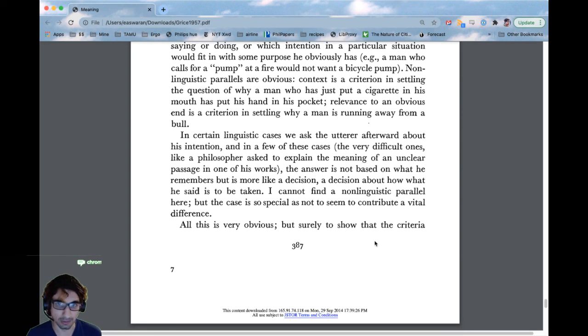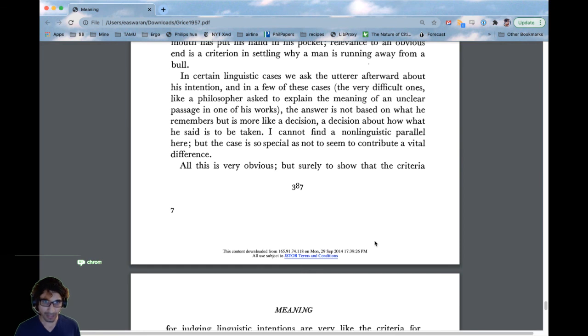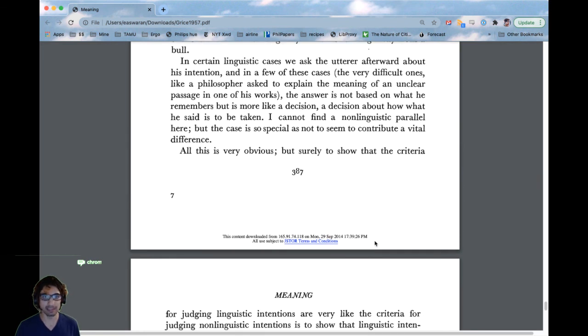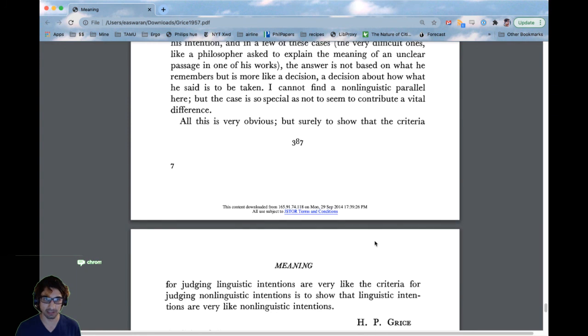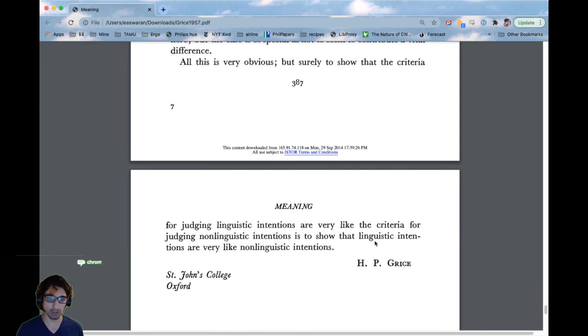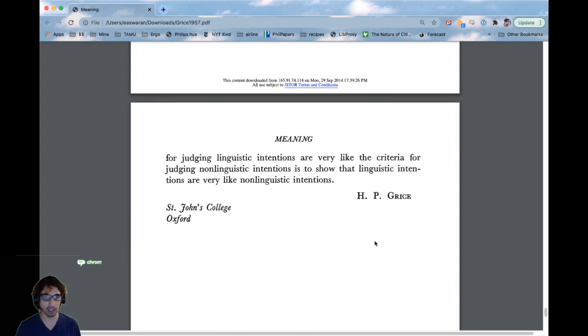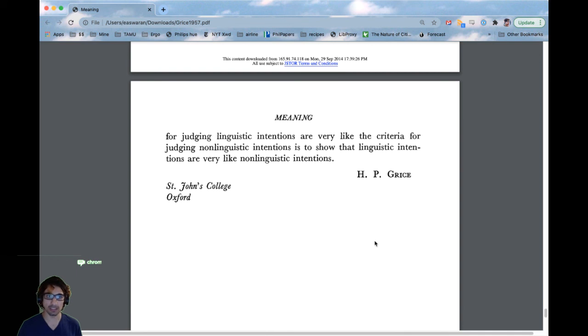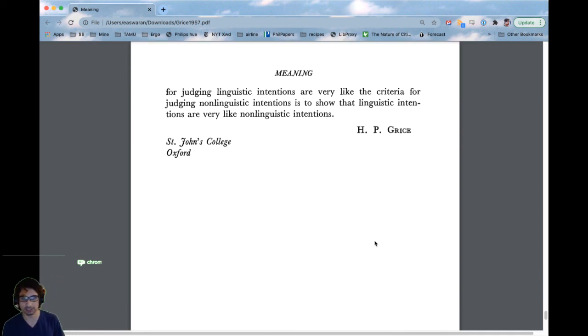In certain linguistic cases, we ask the utterer afterward about his intention, and in a few of these cases, the very difficult ones, like a philosopher asked to explain the meaning of an unclear passage in one of his works, the answer is not based on what he remembers, but is more like a decision about how what he said is to be taken. I cannot find a non-linguistic parallel here, but the case is so special as not to seem to contribute a vital difference. All this is very obvious, but surely to show that the criteria for judging linguistic intentions are very like the criteria for judging non-linguistic intentions is to show that linguistic intentions are very like non-linguistic intentions.